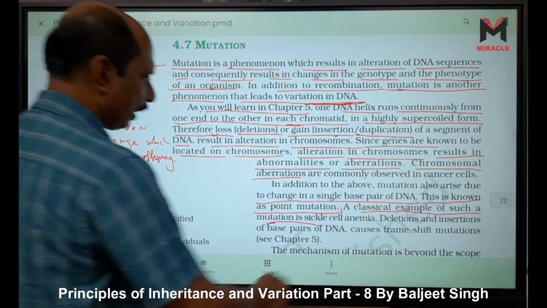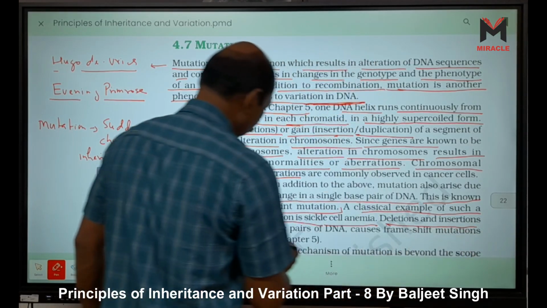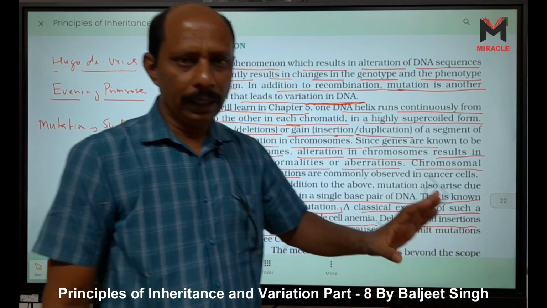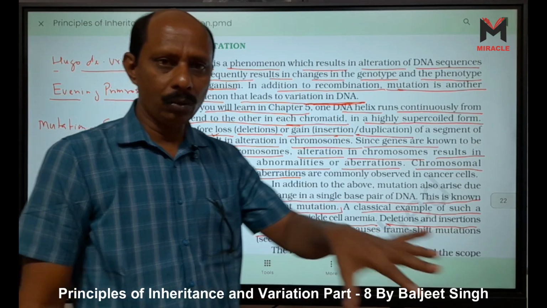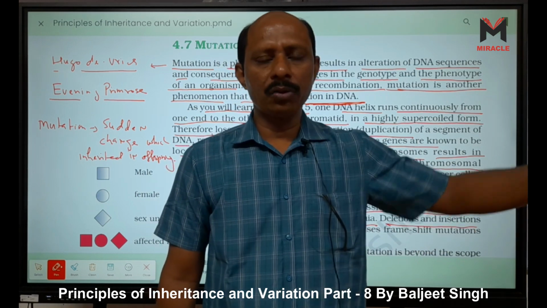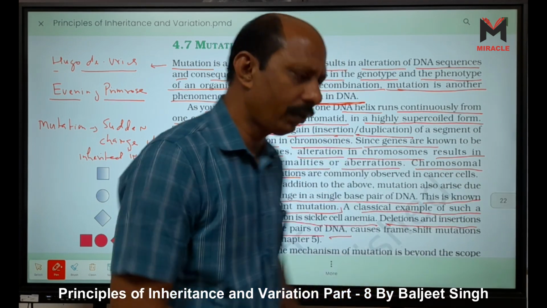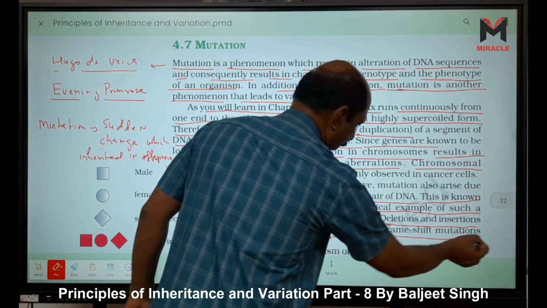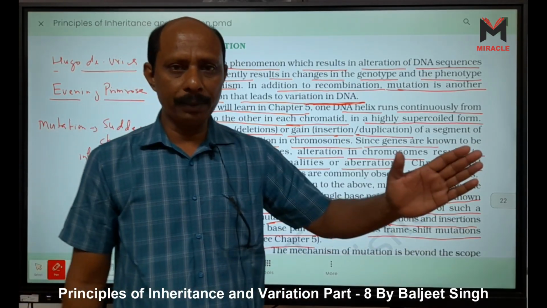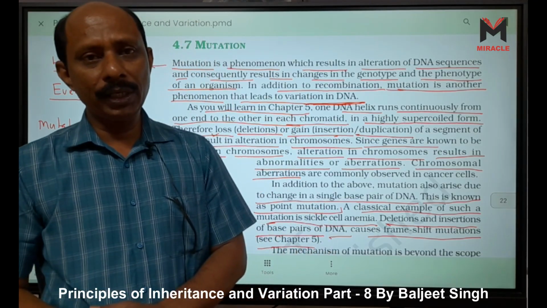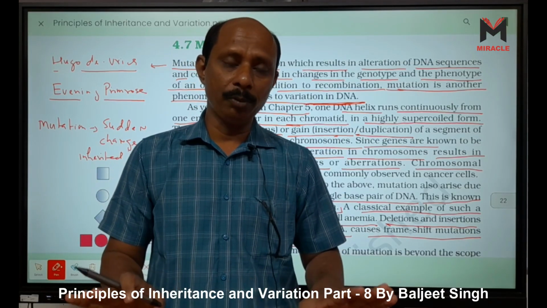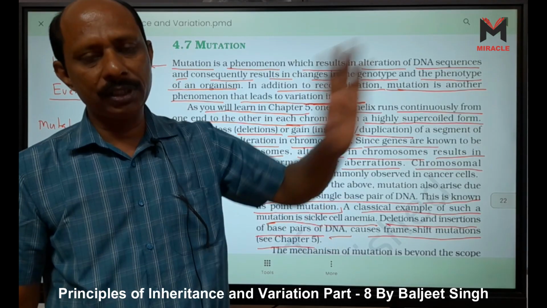Okay, that is different: deletion and insertion of base pairs of DNA. Either one is deleted or two are deleted, or addition, one added, two added. Then what happens? The total sequence of nitrogen bases behind it is totally changed. That's why it is called frame shift mutation. If one nitrogen base changes, the total frame is changed. If two are changed, the total is changed, right? When one is replaced, no change. Replaced means point mutation, only a single point. Frame shift means the total frame is changed, right?